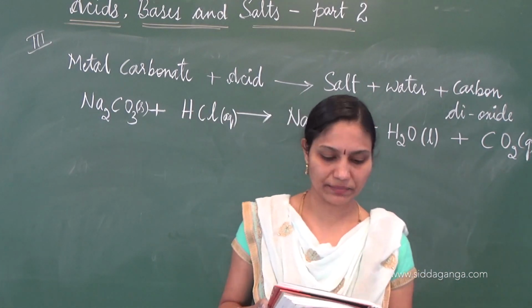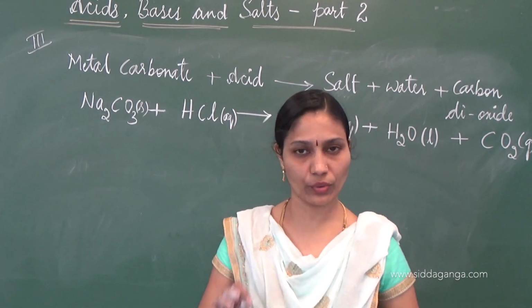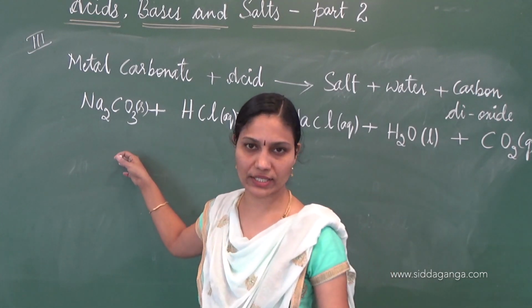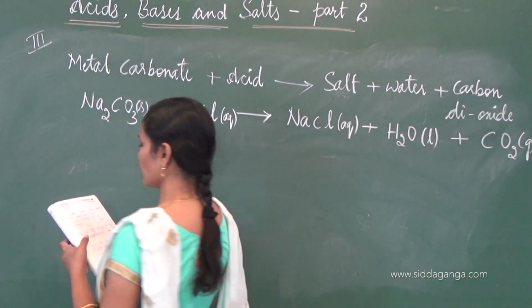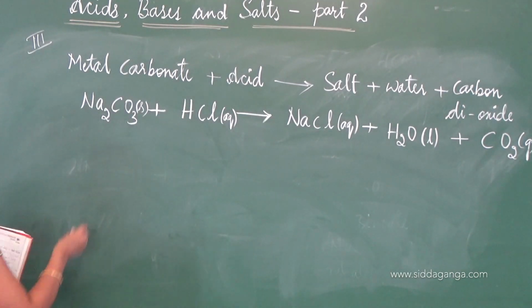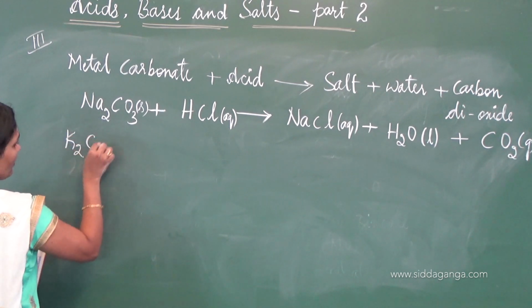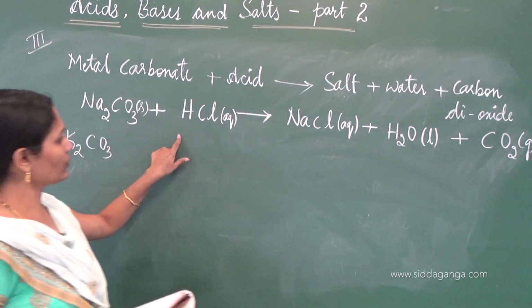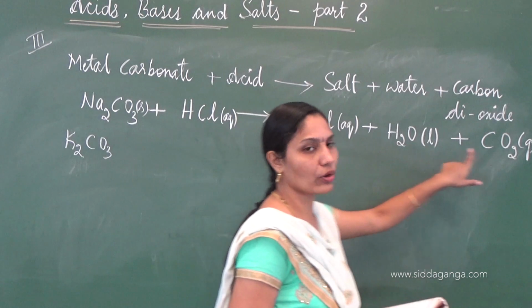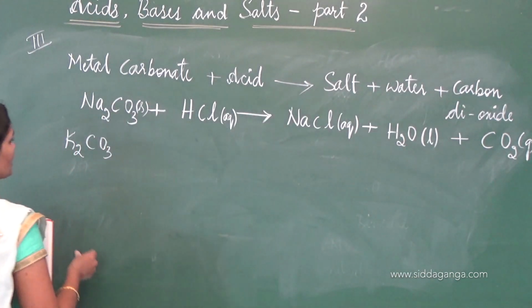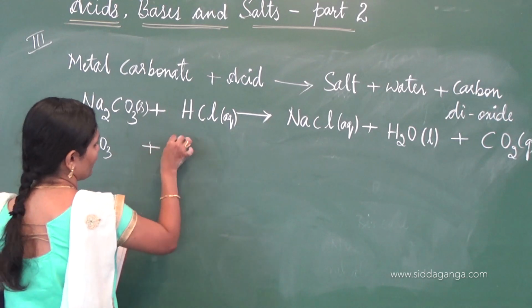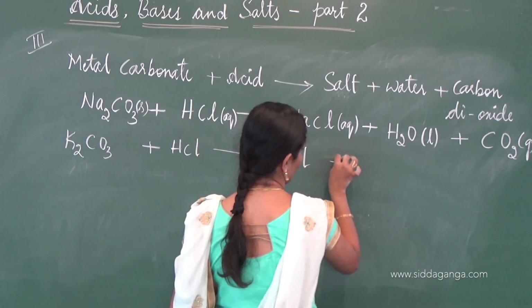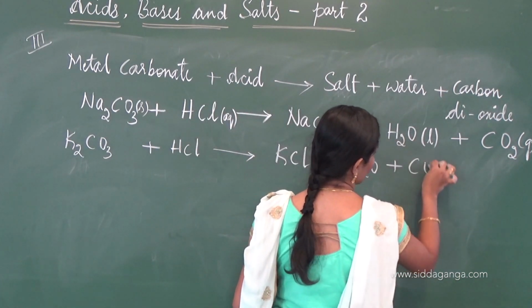We can take down some more examples to this. See, if you know the general equation, you can add any number of equations taking some other metal carbonates and some other acids as well. So we'll write one more example related to this. K2CO3. Hope you know the names. Na2CO3 is sodium carbonate, right? Sodium carbonate, hydrochloric acid, sodium chloride, water and carbon dioxide. K2CO3 is potassium carbonate. Potassium carbonate plus HCl gives rise to potassium chloride, KCl, plus H2O plus CO2.